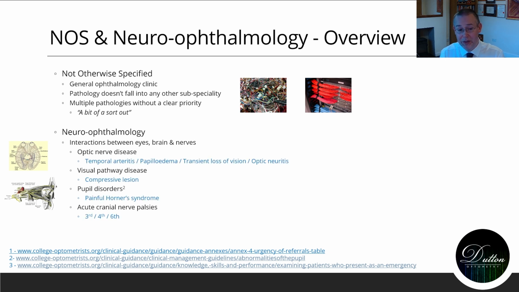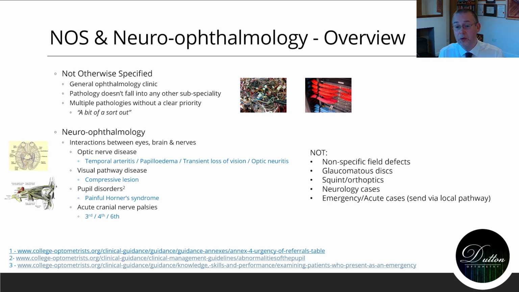And you'll see here's some examples of the types of conditions that may be detected in these cases. A lot of these are acute or at the very least urgent. So let's have a look at the types of cases we wouldn't send to the neuro ophthalmology clinic. Well, non-specific field defects, unless they're altitudinal, quadrantinopic, hemianopic, they may well go to the Not Otherwise Specified clinic, assuming that the optometrist has gone ahead and repeated that and shown that it's a reliable but non-specific field defect. Glaucomatous discs, that's obvious enough, that's glaucoma clinic, and squint and orthoptics of course goes to that clinic.